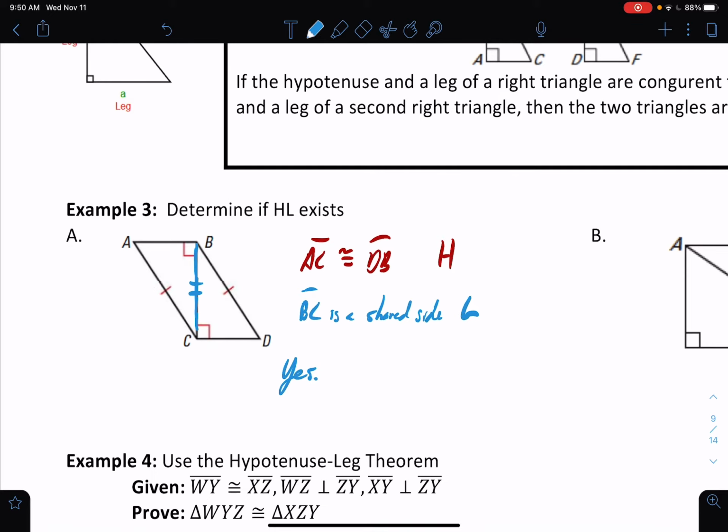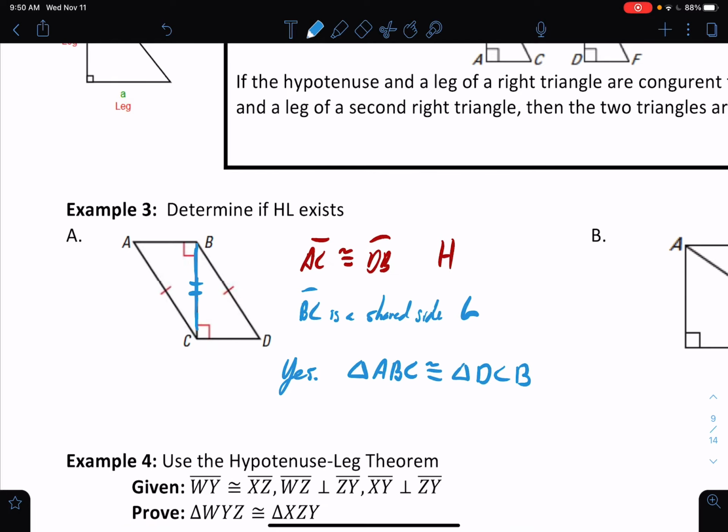Let's write a congruency statement. Let's make sure the order works. So if I start with triangle A, B, C, my second triangle, if I go from A to B to C, my second triangle needs to be triangle DCB. That way all of the corresponding parts match up. All right, the order is super important with your congruency statement.